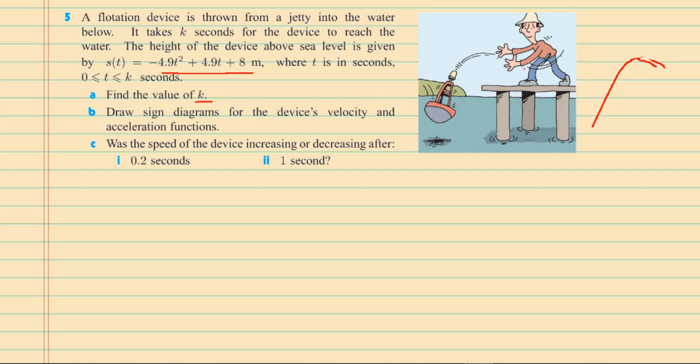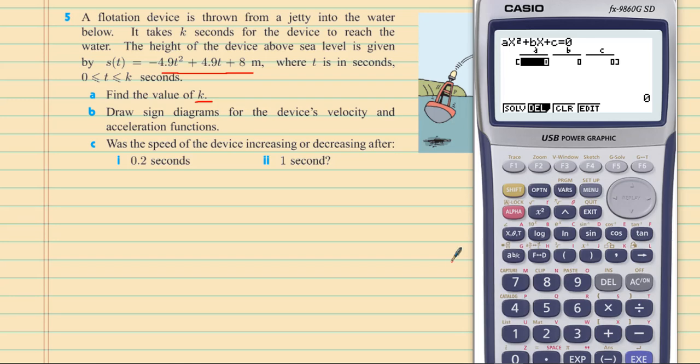So what does k mean? It's when this device will reach the water. As it's a parabola, reaching the water means finding the t-intercepts, like x-intercepts when it cuts the x-axis, as it's quadratic. To do that, we can use our calculator, or you can use the quadratic formula by hand. I have the calculator here, so I just input the numbers: minus 4.9, 4.9 and 8. Then I go to solve.